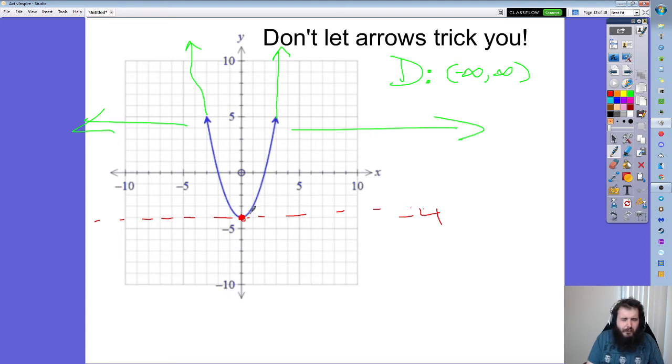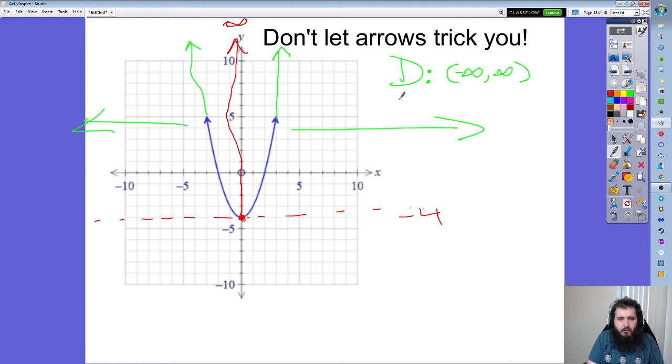And then look, what's happening? It's going up. It is going all the way up to infinity with both of these little branches. It's not going down ever. It's going up, up, up, up, up, all the way to infinity.